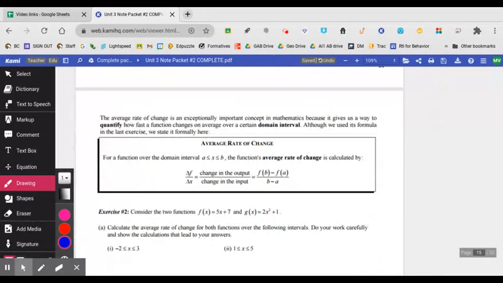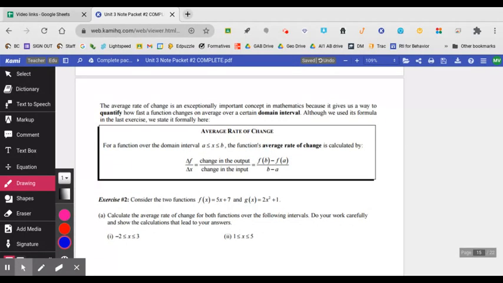The average rate of change is an exceptionally important concept in mathematics because it gives us a way to quantify how fast a function changes on average over a certain domain interval. Although we used its formula in the last exercise, we state it formally here. For a function over the domain a to b, the function's average rate of change is calculated by delta f, the change of the output, over the change in the input. So it's f of b minus f of a over b minus a.